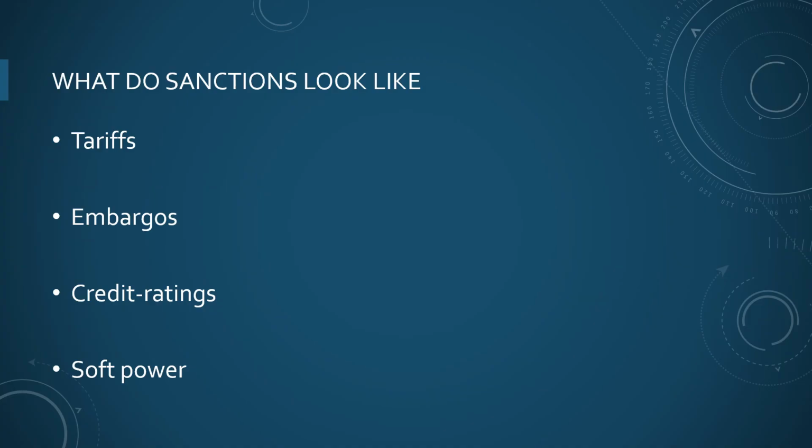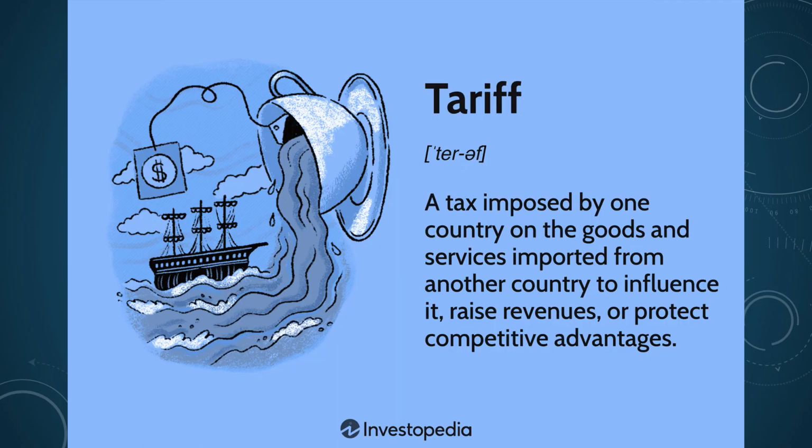So what the sanctions actually look like: tariffs, embargoes, credit ratings, and then this is one people don't think of that much, soft power, which is very difficult to measure. But let's go into more detail, especially on tariffs, embargoes, and soft power, because we've talked about credit ratings enough. So what is a tariff?